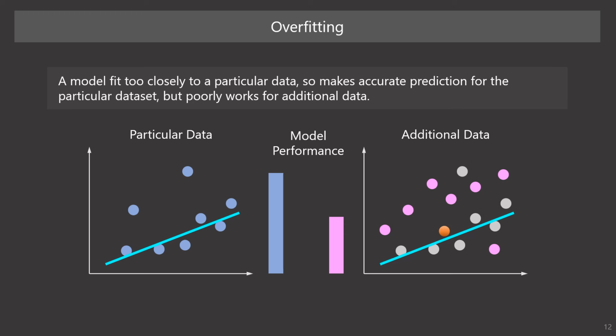There are various methods to prevent overfitting, but the most basic one is to collect more data for model training. It is because, generally, the more samples the dataset contains, the more representative the dataset is.